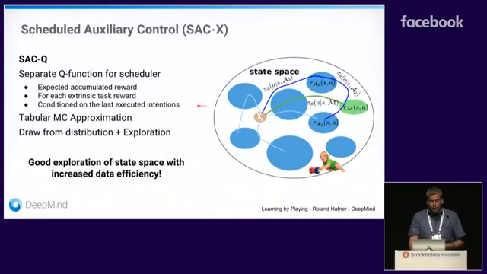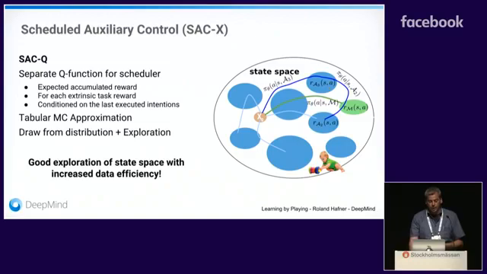To learn this Q function, we have to adapt very fast because the underlying distribution that is given by the policies is also changing fast. In the paper, we propose to just use a tabular Monte Carlo approximation of this distribution. And finally, we can draw from this distribution and execute these intention combinations that will give us some reward, that will give us a much better exploration.